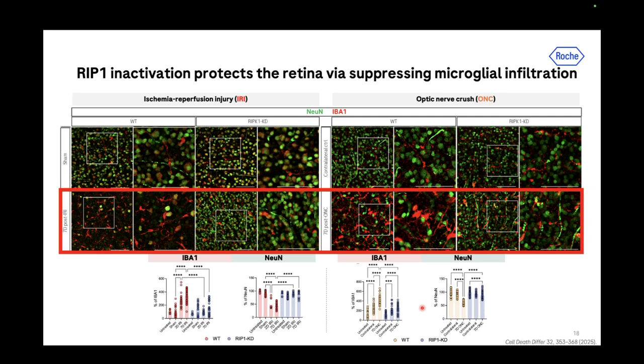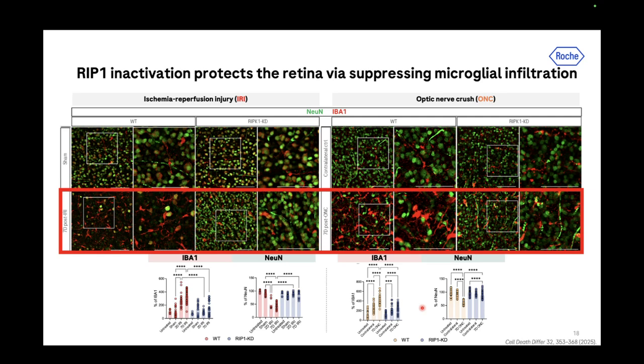So in wild type mice, both the IRI and optic nerve crush models show a strong infiltration of IBA1 positive microglia into the RGC layer, which is a sign of injury-induced inflammation. In contrast to wild type, in RIP1 kinase-dead mice, this microglia response is significantly attenuated. So you can see fewer and less activated IBA1 positive cells in the RGC layer, indicating suppression of the local inflammatory reaction.